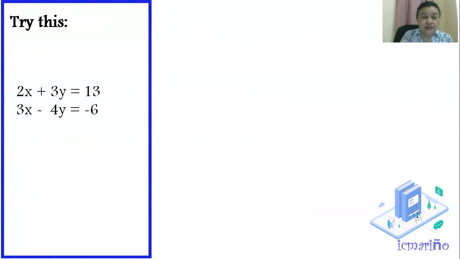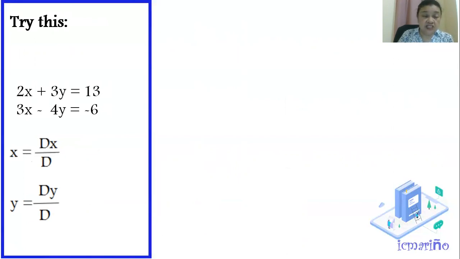Ito, this one, you try. 2x plus 3y equals 13 and 3x minus 4y equals negative 6. Promise, may solution na ito. Okay, again, for the formula, x equals dx over d and y equals dy over d. So, anong unang i-compute natin? D. Then after computing for d, we can proceed to dx and then dy.